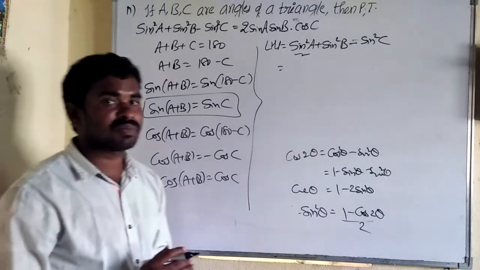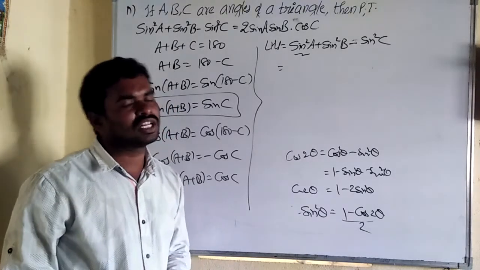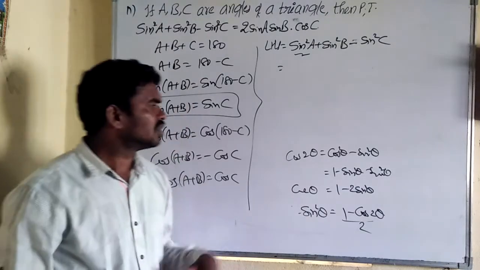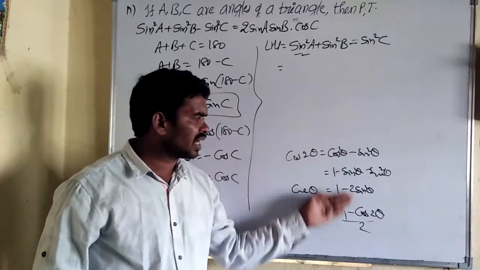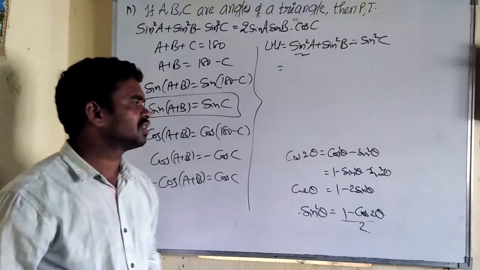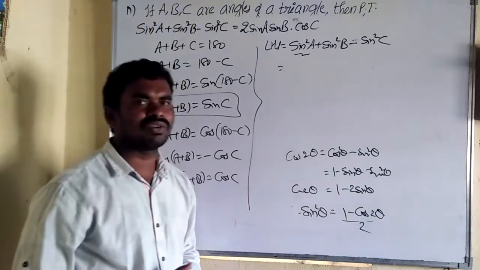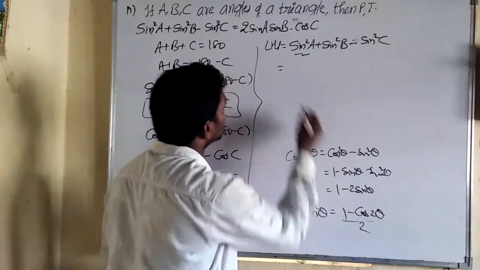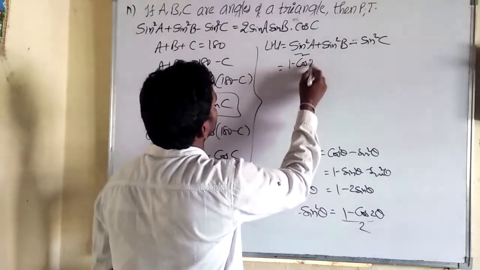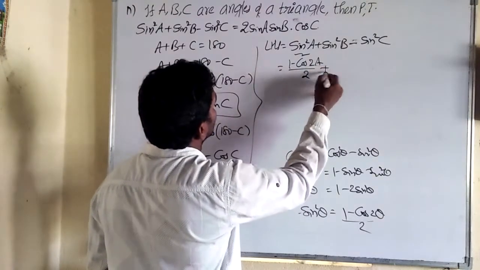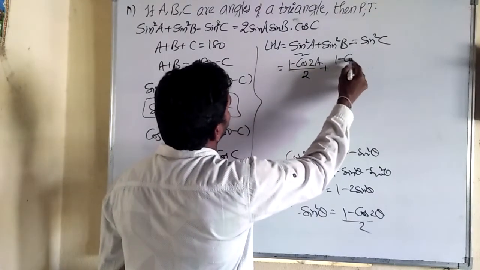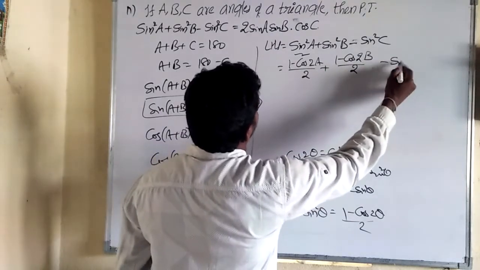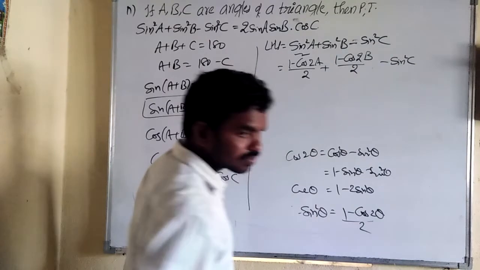Okay. Always remembering the formulas is a little bit critical. So to reduce those kinds of problems, take the major formula and simplify it in your answer sheet. So you can get the formula without any mistake. So sin square a, what can we write? 1 minus cos 2a by 2. Similarly, sin square b: 1 minus cos 2b by 2. And minus sin square c as it is.